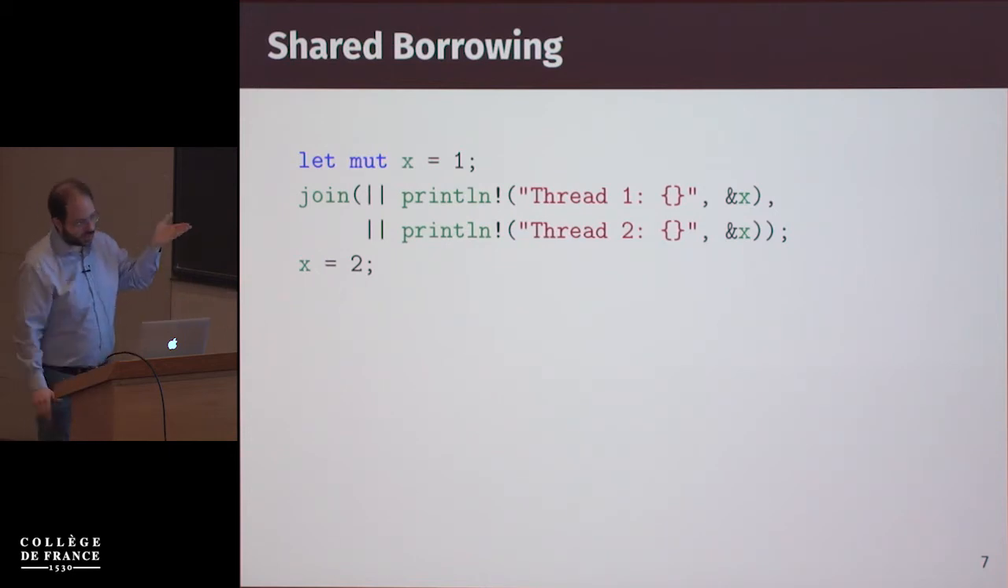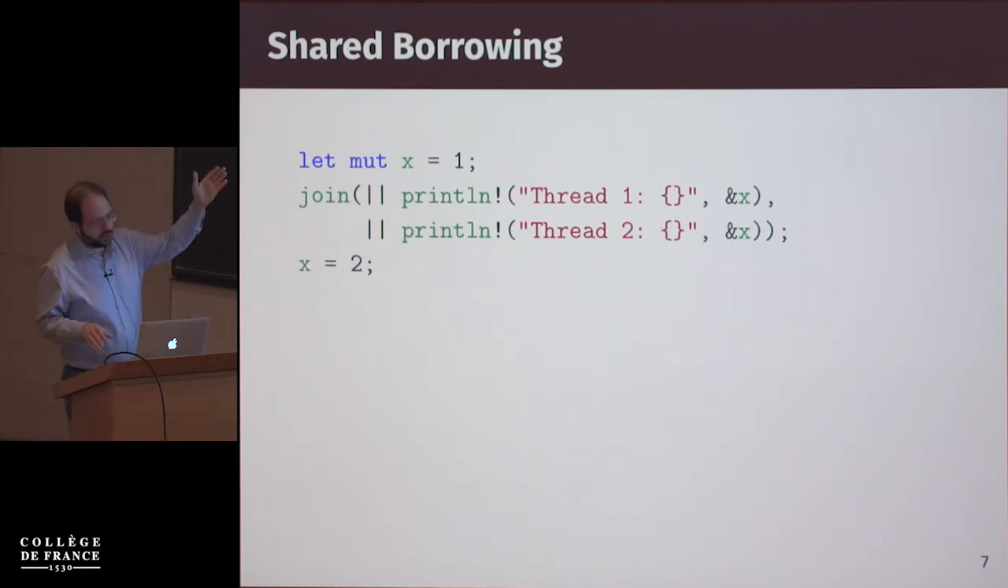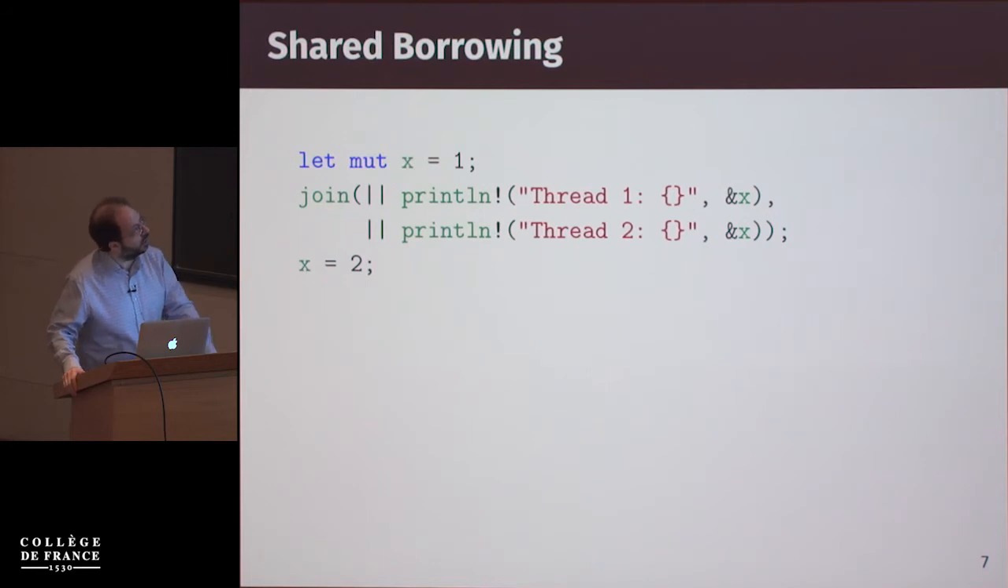Here's an example where we have some variable x, and we want to share access to this variable between two threads. This is done here using the join function from the rayon library. It's a simple example. We're just reading the value of x in these two threads. And we see that we wrote &x there to indicate that each of these threads has taken a shared reference to this object.